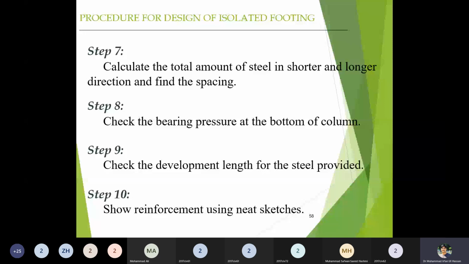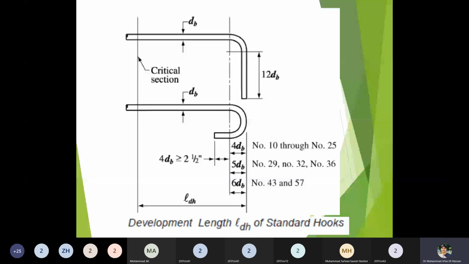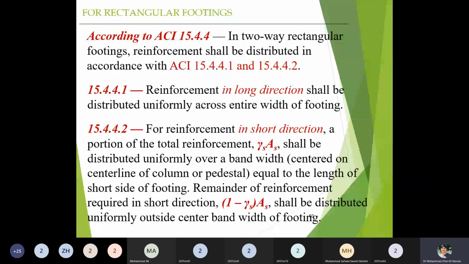provide the steel. These are the standard hook details, which apply when we are bending the steel or making the hooks. These are the minimum requirements for horizontal standard hooks' development length. And then the cases for the rectangular footing. Here we are discussing the changes that occur in the rectangular footing, because all the procedure is the same for the design and for computation of the reinforcement.